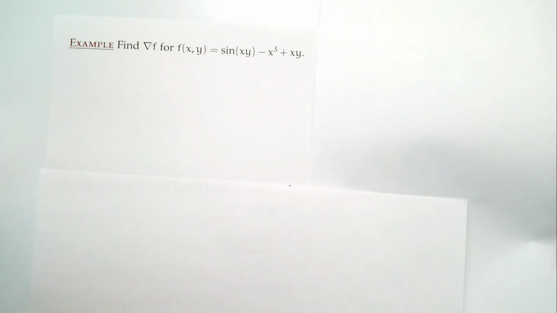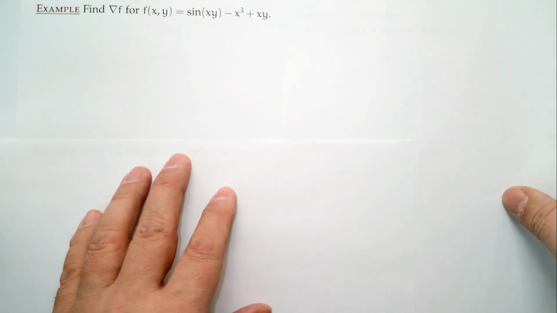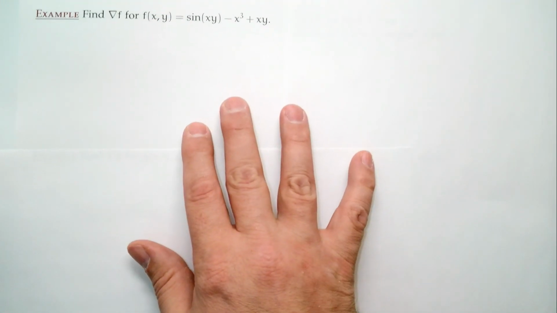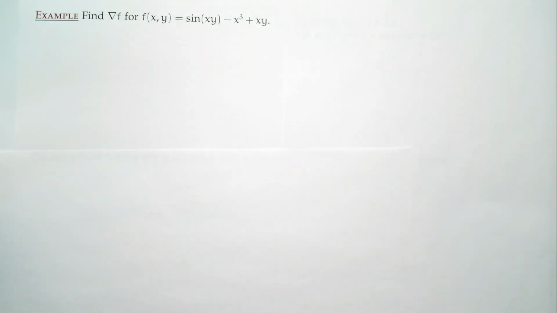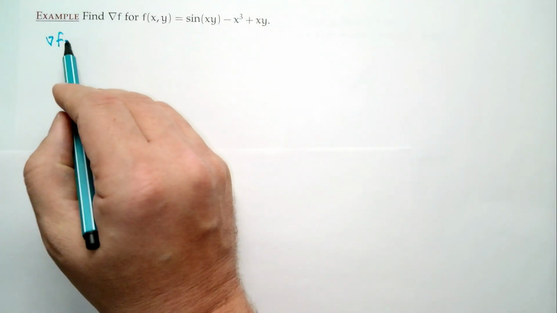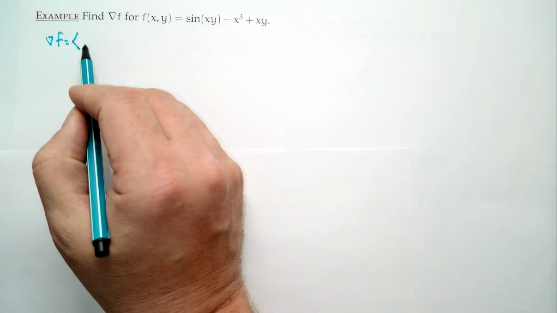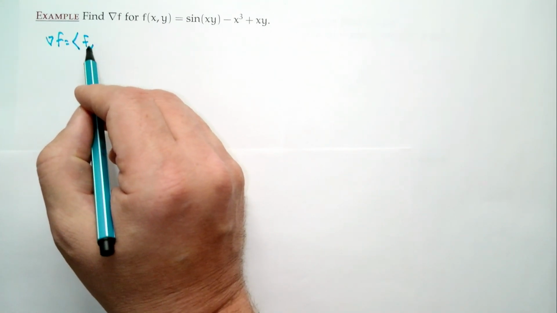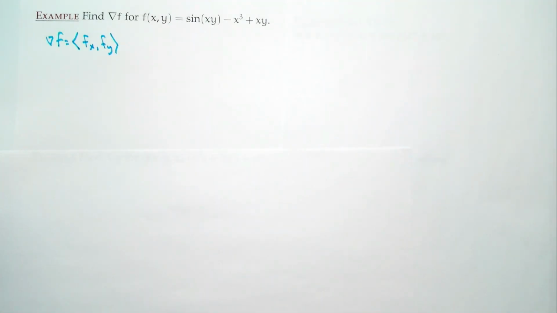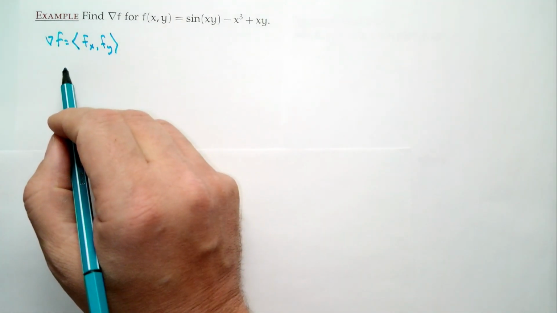So, here we go. Find the gradient of f for f of x, y equals sine of xy plus x cubed plus xy. Well, that shouldn't be too bad. We say, okay, the gradient of f would be the vector which has my partial derivatives, so f sub x, comma, f sub y. No big surprise there. So let's take our derivatives. It's good practice to take partial derivatives.